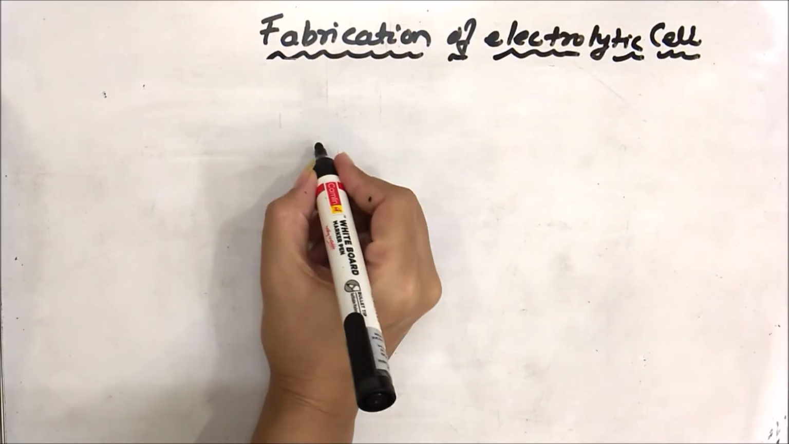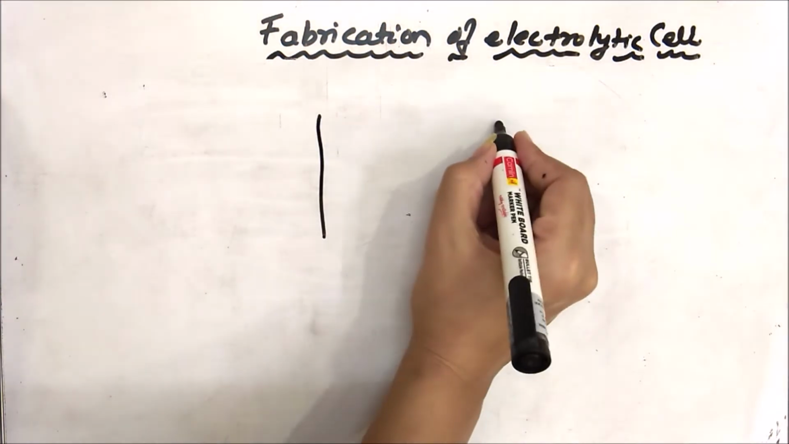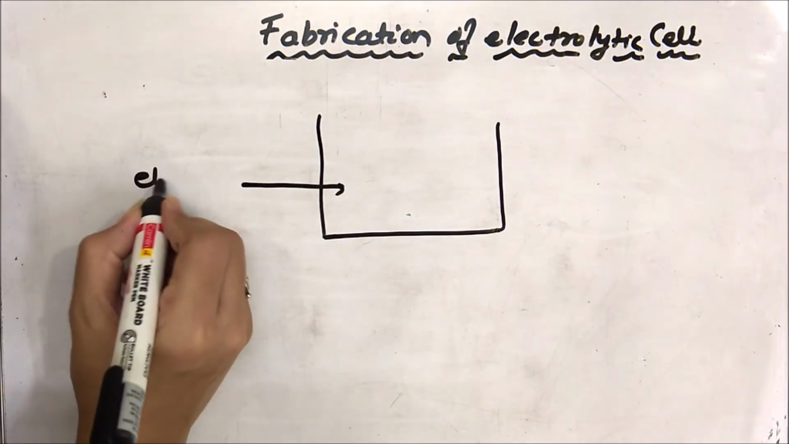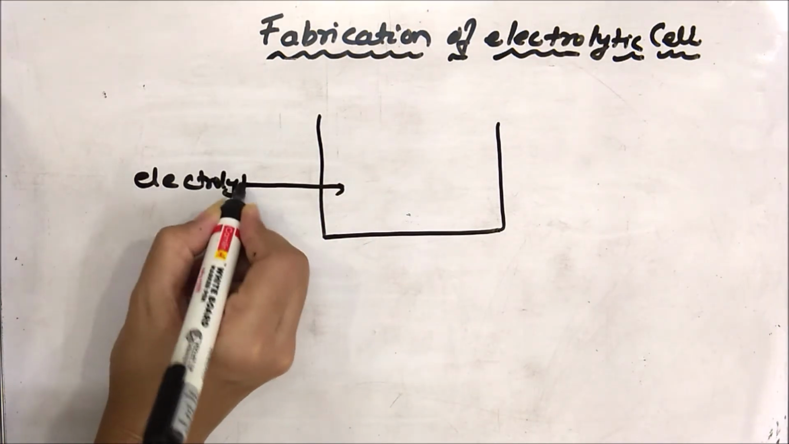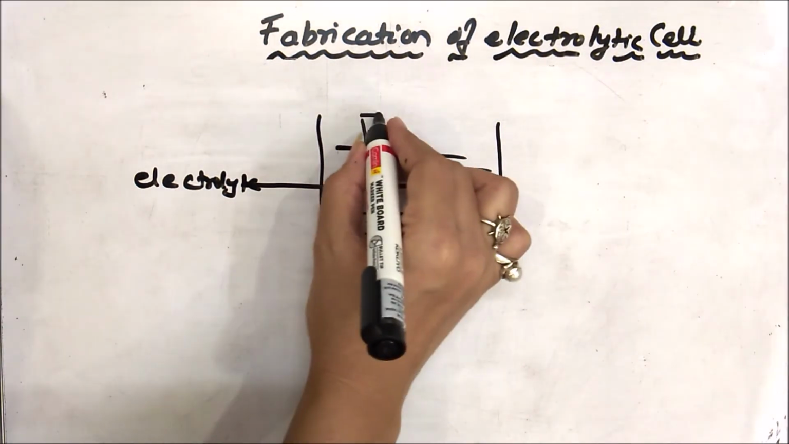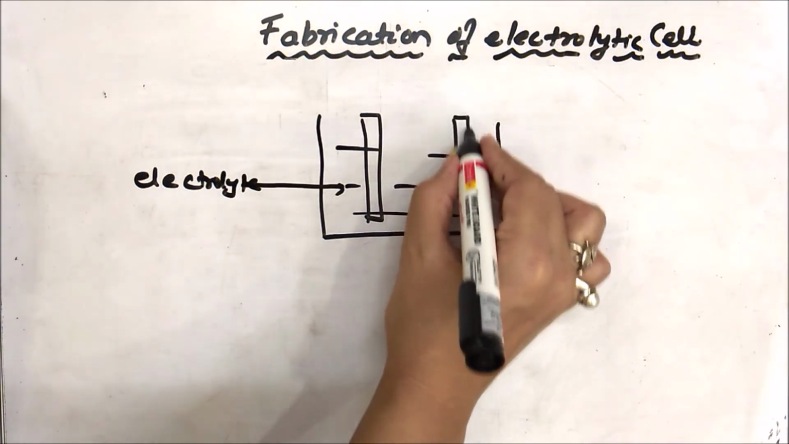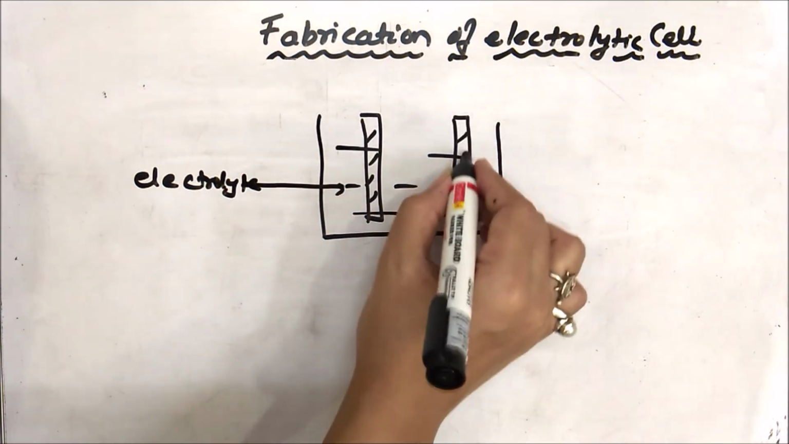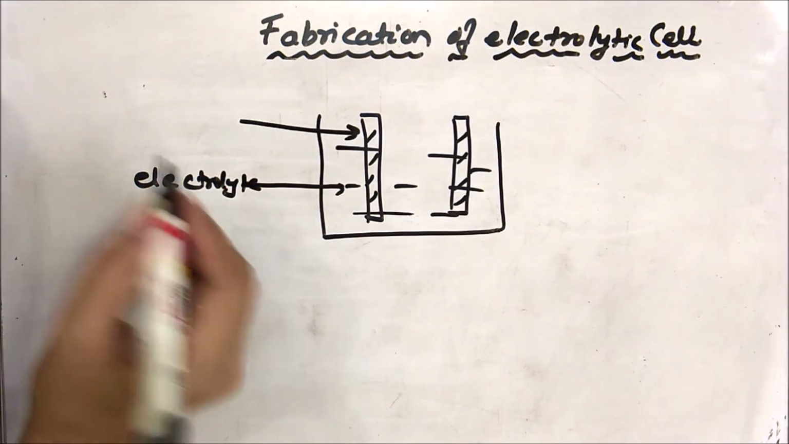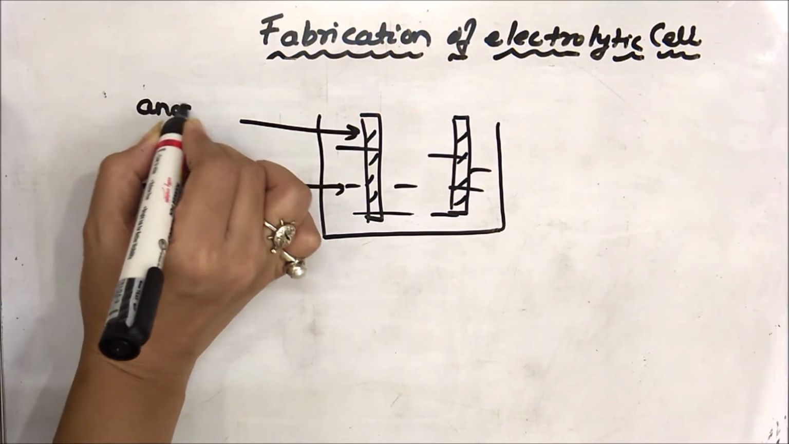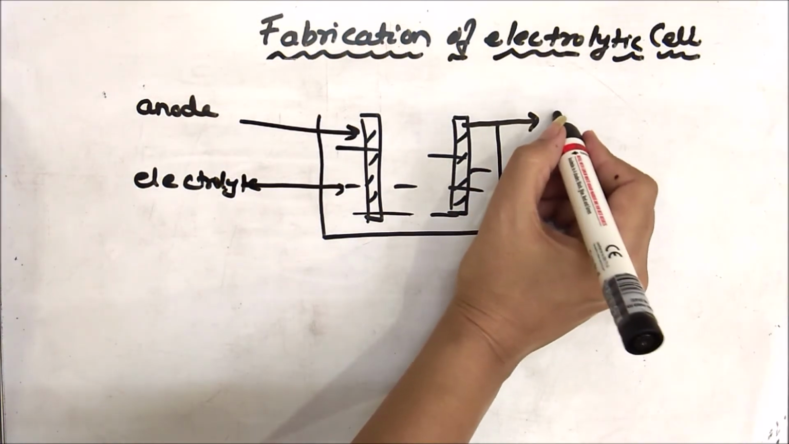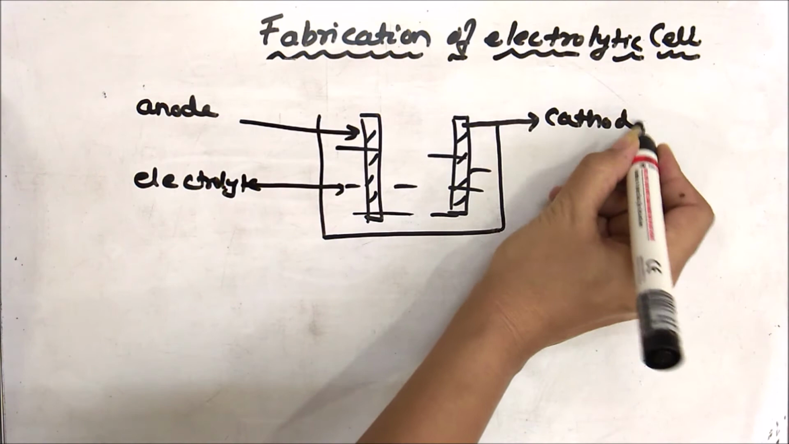Students, an electrolytic cell consists of a beaker in which the electrolyte is present. This electrolyte undergoes a decomposition reaction when electricity is passed through it. In this electrolyte, two electrodes, two metal rods, are dipped. Each metal rod is called an electrode, and the metal electrode which is present on the left hand side is called the anode, whereas the electrode which is present on the right hand side is called the cathode.